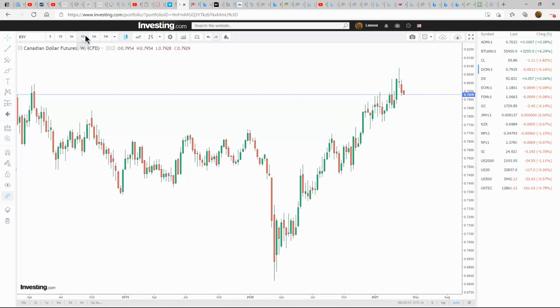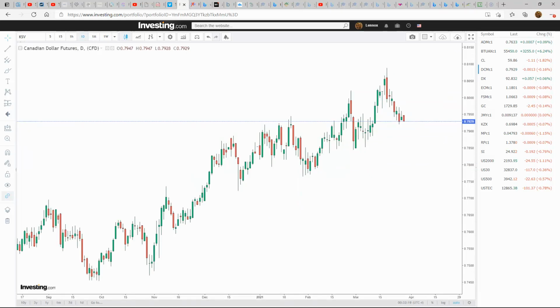And on the daily, still very weak. Support area is here, so we have quite a ways to come down before any turn, if at all. But I don't see any turnaround here. It's just going to be heading straight down more than likely for the Canadian dollar. So weakness in the Canadian dollar going into this week.